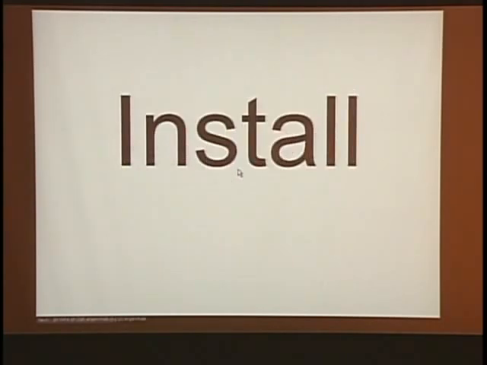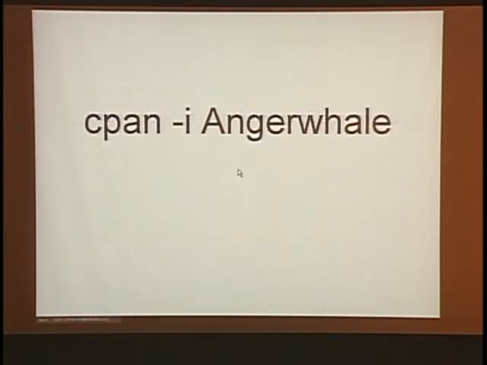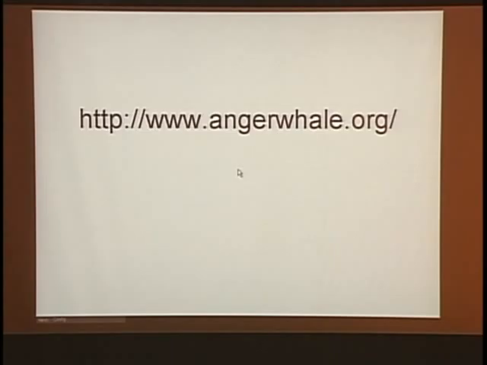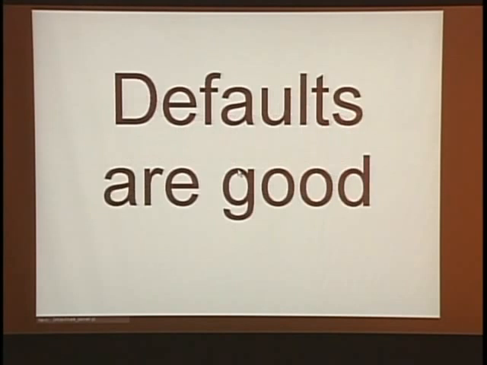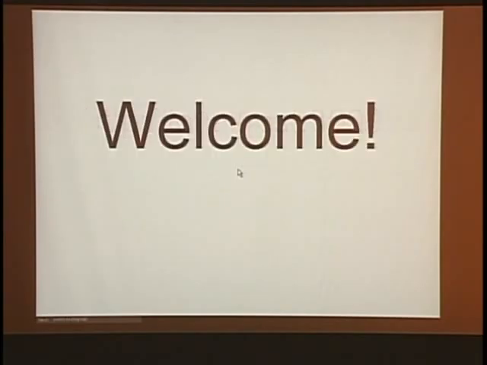Okay, so you're convinced and you want to install it now? Very easy to do. You can get the latest version from my Git repository, git clone git.angerwhale.org. You can install it from CPAN, or you can just go to the website and download it from there. It's very easy to configure. All the defaults are good. So you can just start angerwhaleserver.pl, visit localhost:3000, and there's your blog.